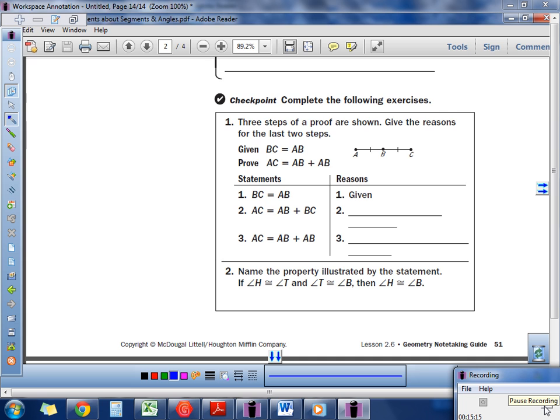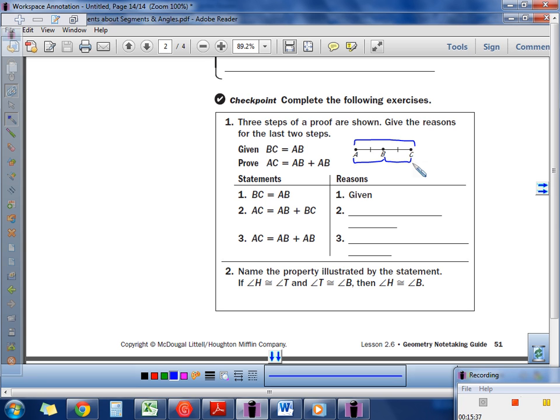On the checkpoint, it says, 3 steps of a proof are shown. Give the reasons for the last 2 steps. It gave you the given. It's stated up here, and it's indicated in the picture. We're trying to prove AC is equal to AB plus BC. So the first thing we need to do is see, where did this come from? AC, that's the total thing, equals AB plus BC. This should be very evident what that is.